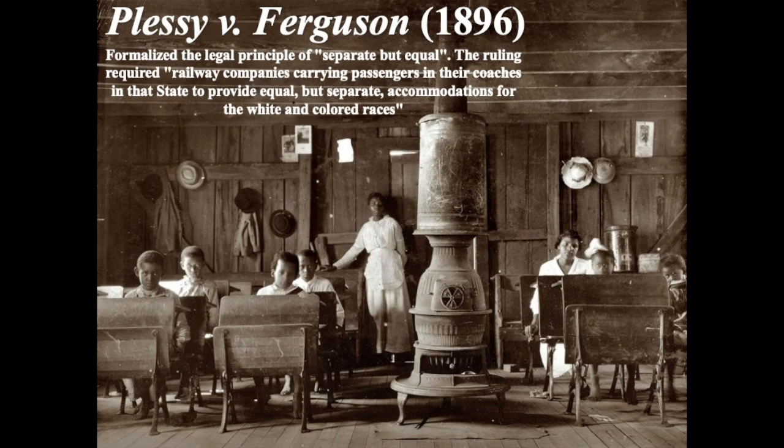Now, the case that was brought before the Supreme Court involved railway companies who were carrying passengers on their trains and segregating the races according to black and white. In other words, on the train cars, there would be separate accommodations for blacks and separate accommodations for whites. And of course, the accommodations for blacks were often inferior to those that were provided and sold to white customers. This case is brought before the Supreme Court, and the Supreme Court rules in favor of the railway companies that they can continue that practice of segregated accommodations for black and white customers on the trains.